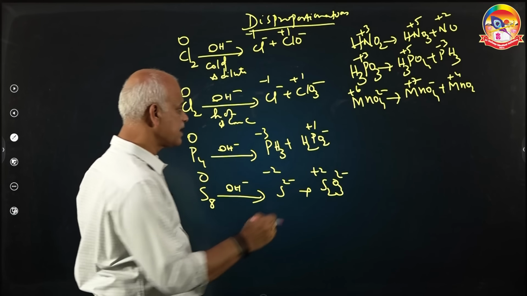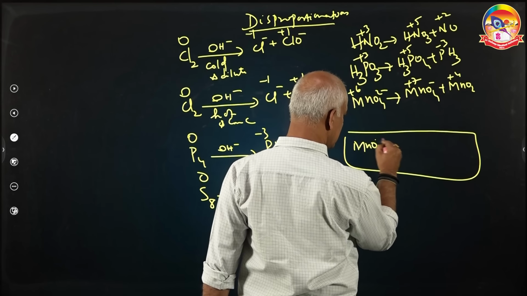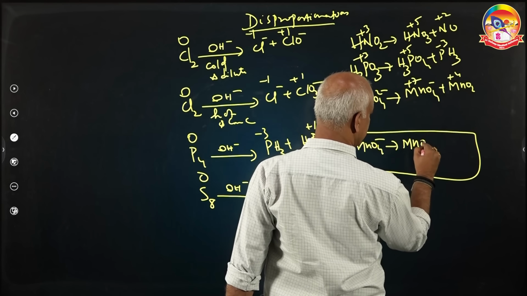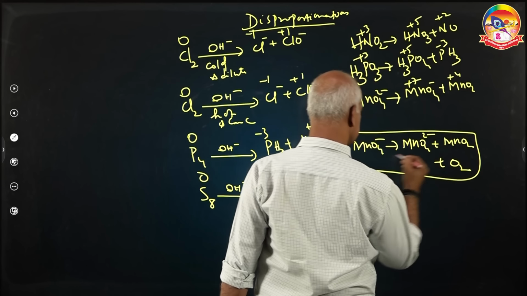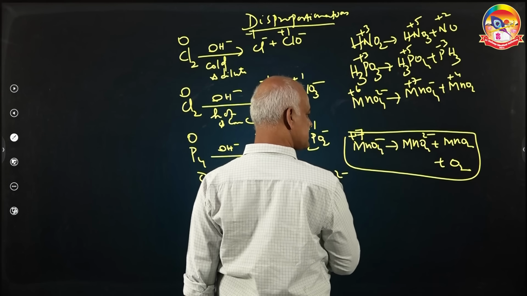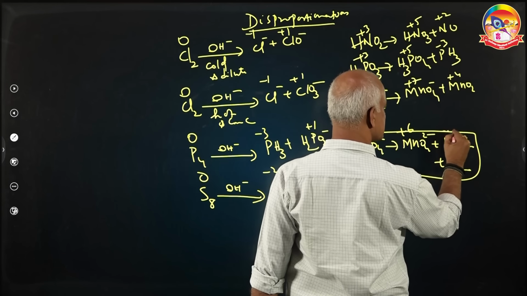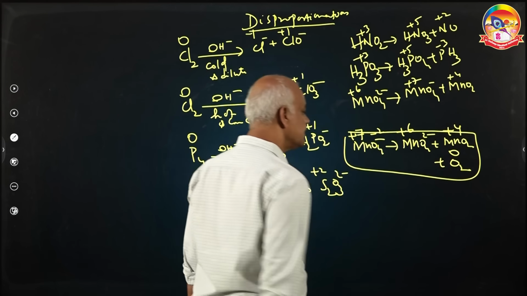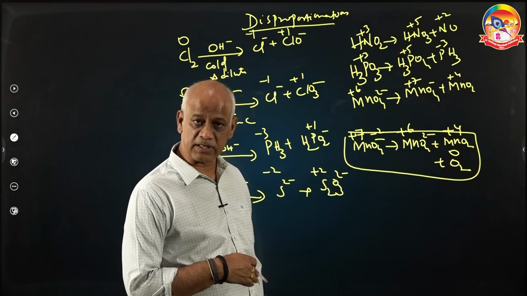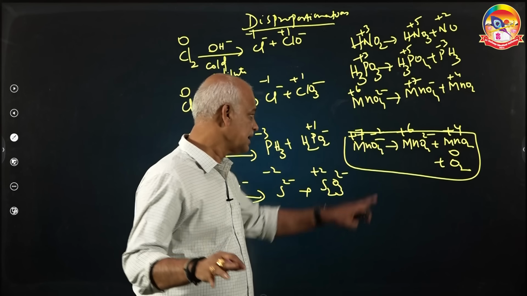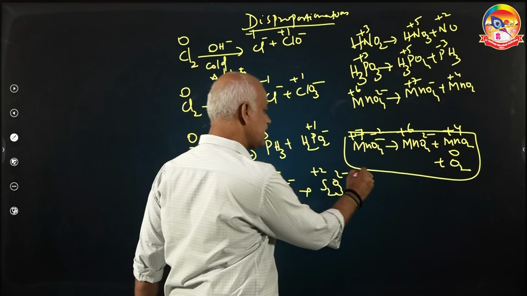I want you not to confuse this. Suppose there is a permanganate ion giving manganate, MnO2 and O2. Here in permanganate, manganese is plus 7. Here oxygen is minus 2. Here in manganate it is plus 6, in MnO2 it is plus 4, and in O2 it is 0. Please make it a point: in this reaction permanganate is undergoing both oxidation and reduction, but this reaction cannot be considered to be a disproportionation reaction.